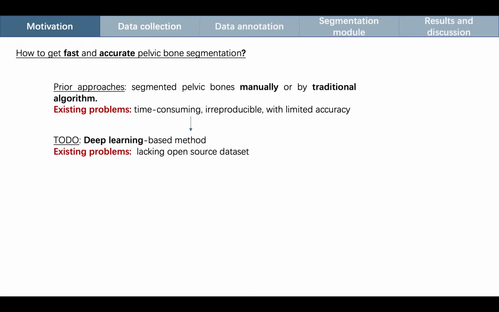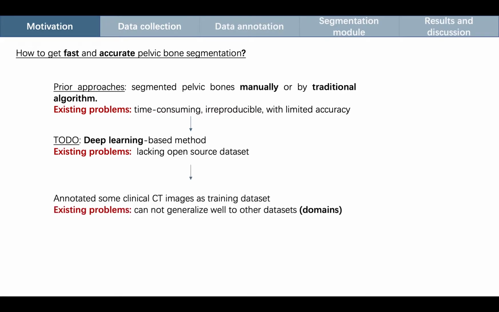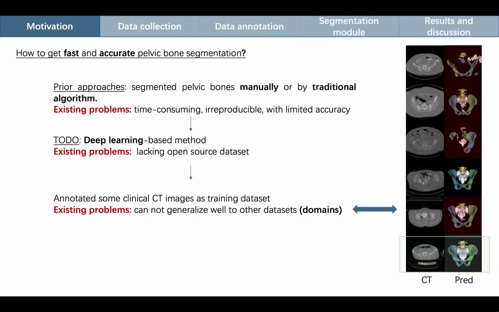So we want to use a deep learning-based method in our system. Deep learning has achieved great success in the medical image processing field, but there are few datasets in the bone segmentation community for training a deep network. So we annotated some clinical CT images. We found that it can perform well in the same institution, but cannot generalize well to other datasets.